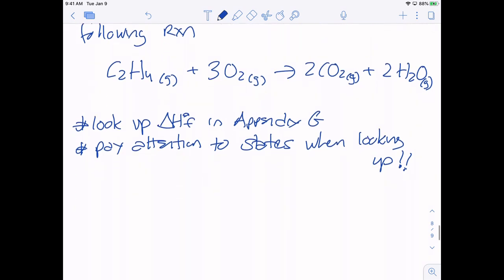So I'm going to write them down for us. So for C2H4, it is 52.5 kilojoules per mole. This one is not negative. I said they're usually negative, but not always negative.